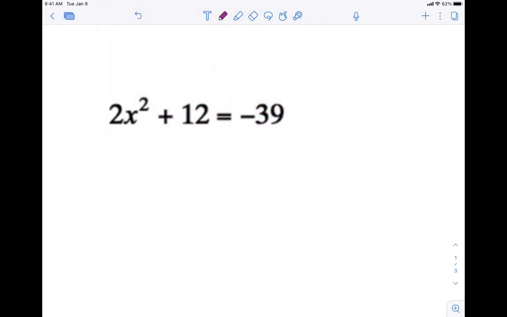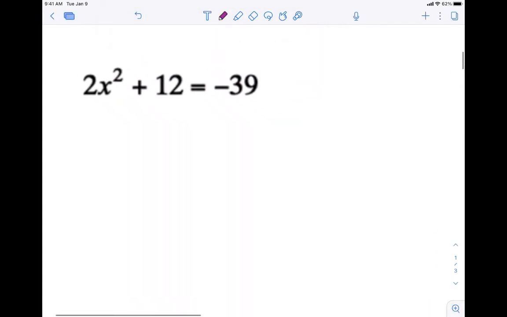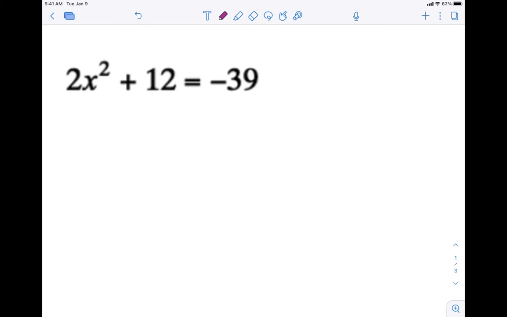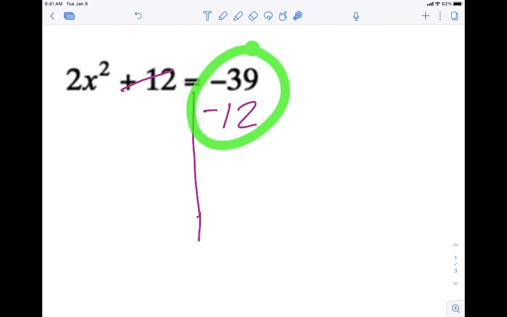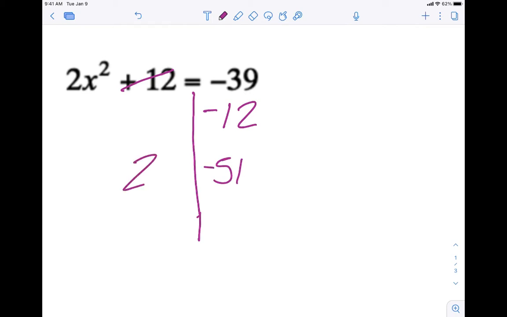We're solving for x. So I have my equation here, so I'm going to write my line of separation here. I'm going to move this plus 12 over as minus 12, not minus 2, minus 12. A negative 39 and a negative 12 are the same sign, so I have to add those two, and I get negative 51. And I still have 2x squared.